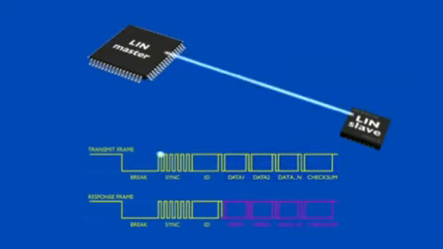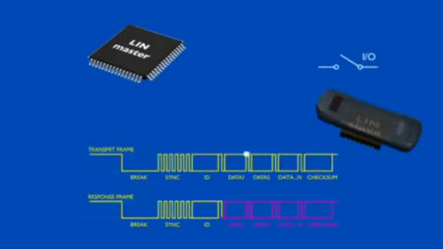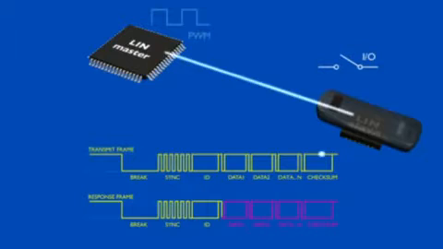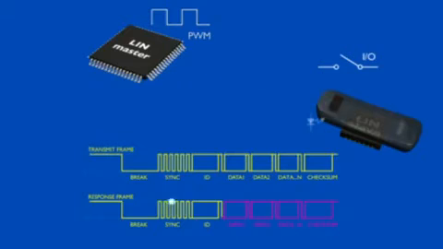In this example, a LIN-based switch module has to communicate the switch status, open or closed, to the master. The master informs the switch module of the applicable PWM value for the indicator LED.